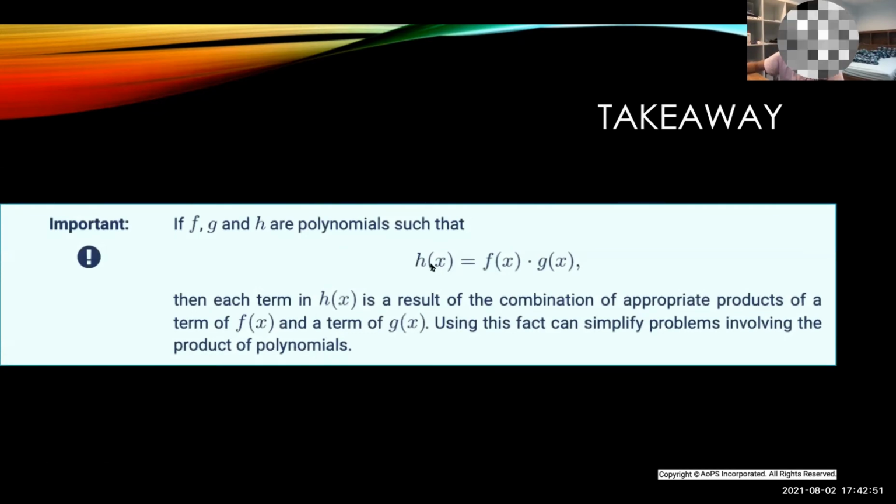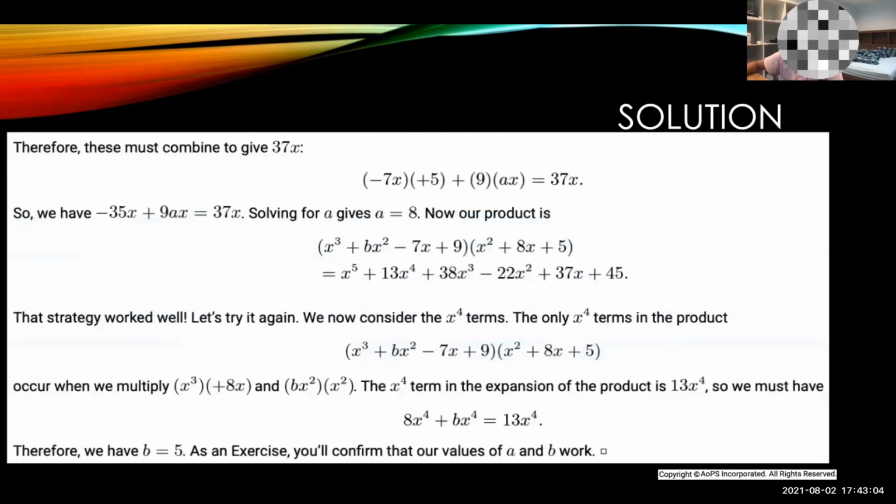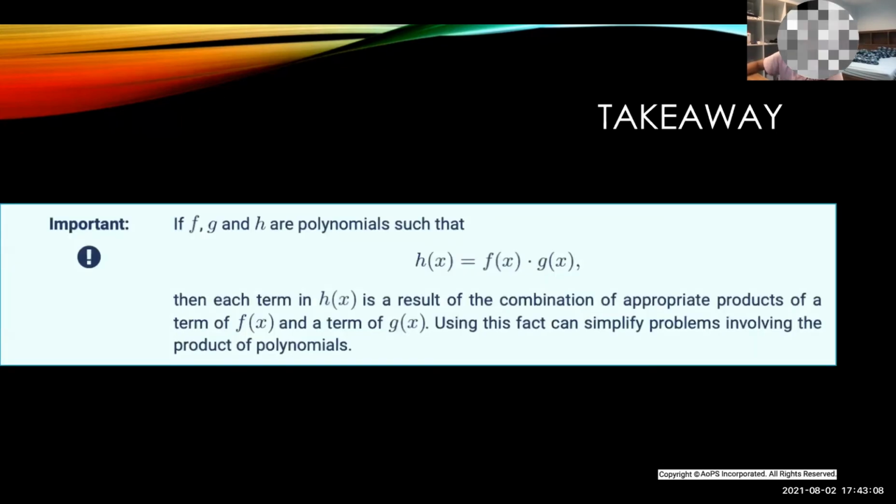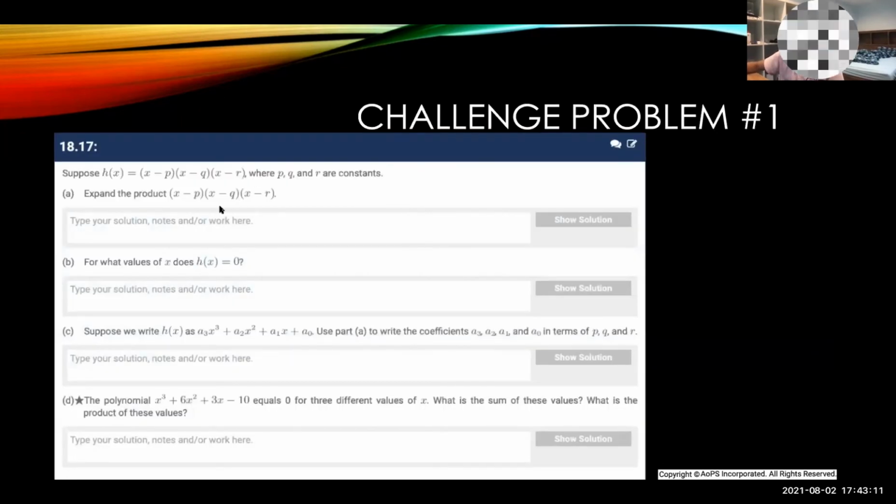So the important takeaway is that you can use appropriate products of a term of f of x and a term of g of x to simplify problems to find the constants of the polynomials. So work through these challenge problems, and I'll give you guys 10 minutes on this. I mean 8 minutes on these, 2 minutes for each question. And ask me if you have any questions.